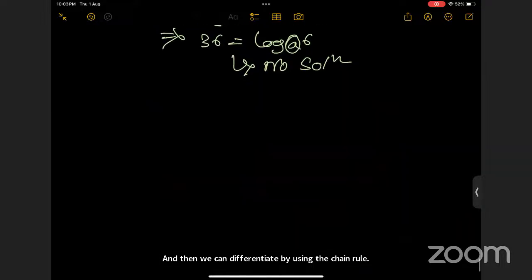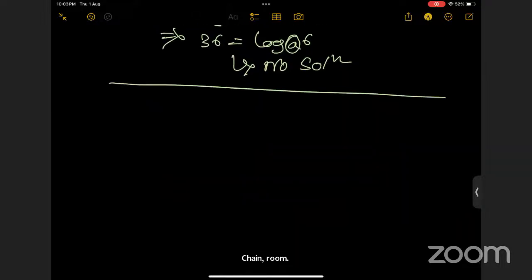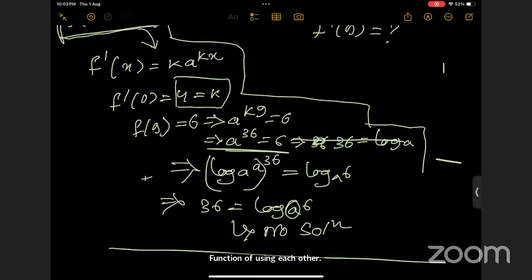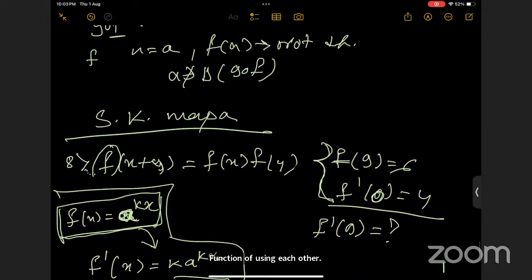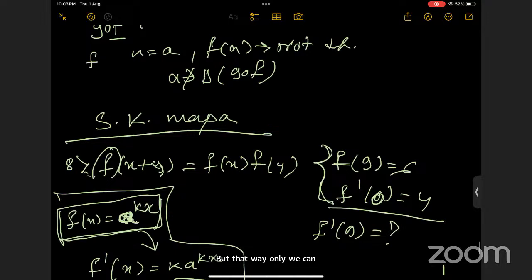The chain rule we can't use because they are multiplied, not functions of each other. Yeah, but in the chain rule for multiplication, the derivative of the first function into the second function plus the second function's derivative into the first function exists. And we are assuming that both are differentiable functions because the derivative of the function at 0 is given. So that's why we can assume that both are differentiable. In that way only we can conclude that the function of 9 is 24.